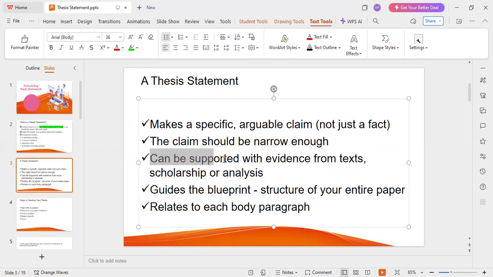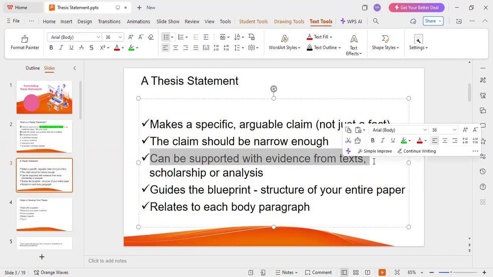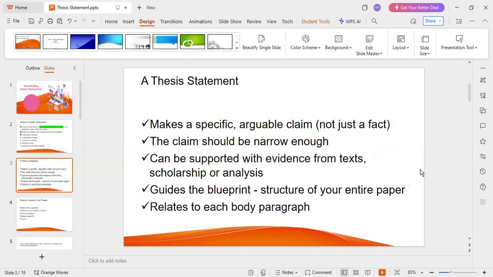So that means it has to be supported with evidence if you are doing something like that. If you are relating your argument to existing scholarship, then you are bound to take evidence from text. So this is not compulsory. You can write your thesis statement without basing it on the existing scholarship. But if you want to refer to some sort of an existing scholarly argument, then of course, you can support your thesis statement with scholarly evidence.